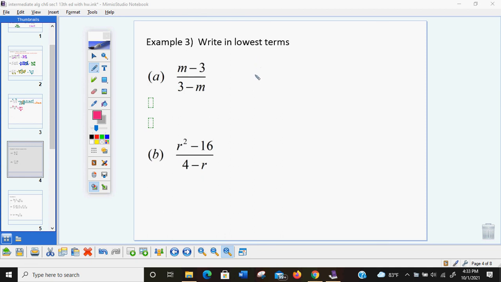On example 3, they want us to write it in lowest terms again. Now let's look at the first one. M minus 3 and 3 minus m. There's nothing I can do to reduce any of those. I can't factor the top anymore. I can't factor the bottom. Here's my problem. I can't cancel them out either.